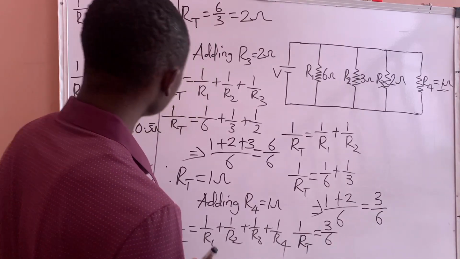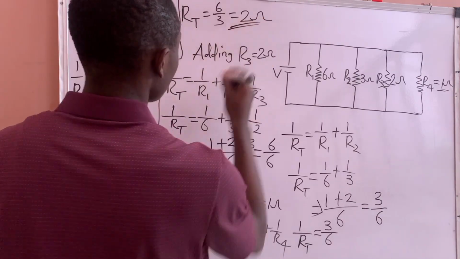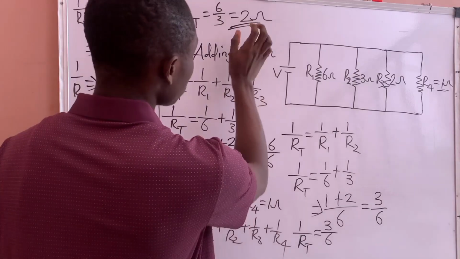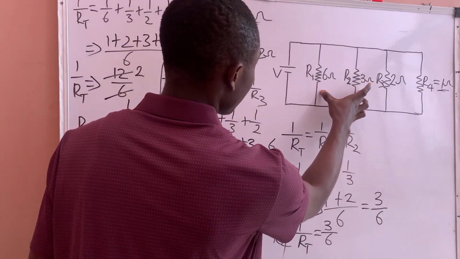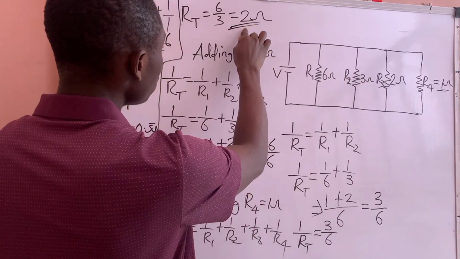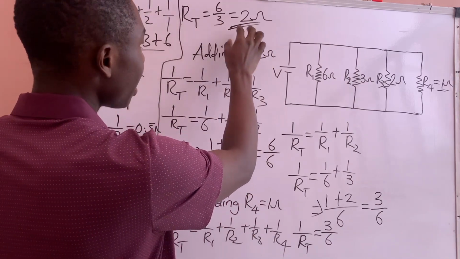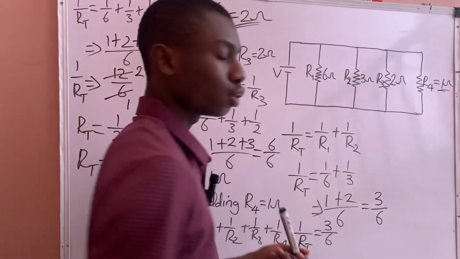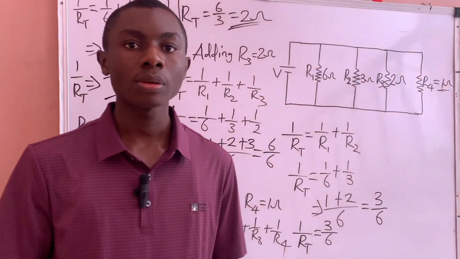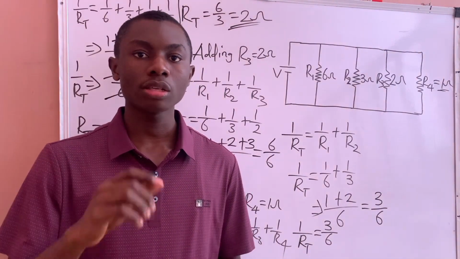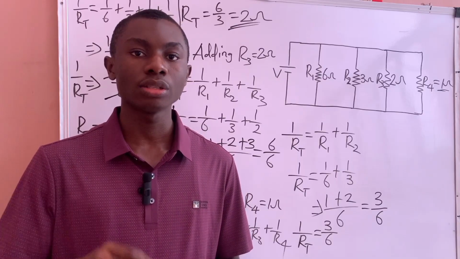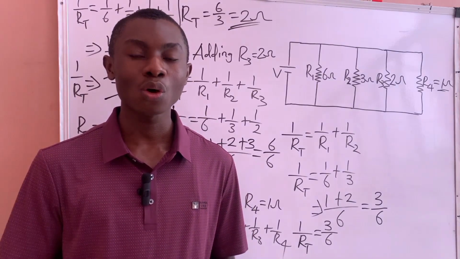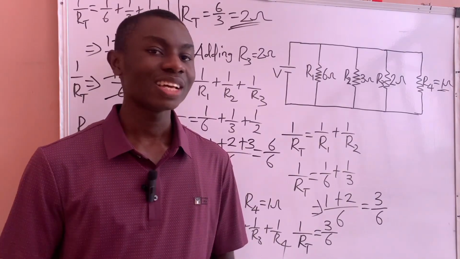And also, at this point, we got 2 ohms. Are you seeing that was when we had 2 resistors in parallel? Are you seeing that 2, which is the total resistance, is less than the smallest value of the resistor in this network? So in a parallel circuit, the total resistance is always less than the smallest value of the resistor in the network. This is the end of the video.